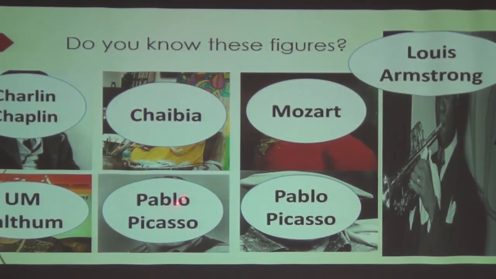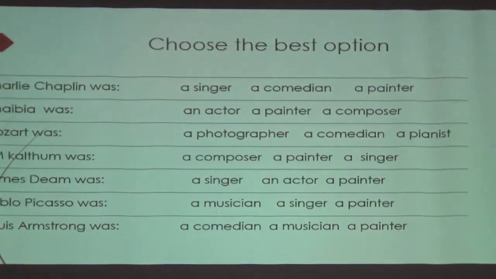Please, I want to insist on the fact that there is a mistake here. This is not Pablo Picasso. This is James Dean. Okay? So, choose the best option in this list. For each artist, you have three choices. Can you guess what the artist was before, or what he was famous for?